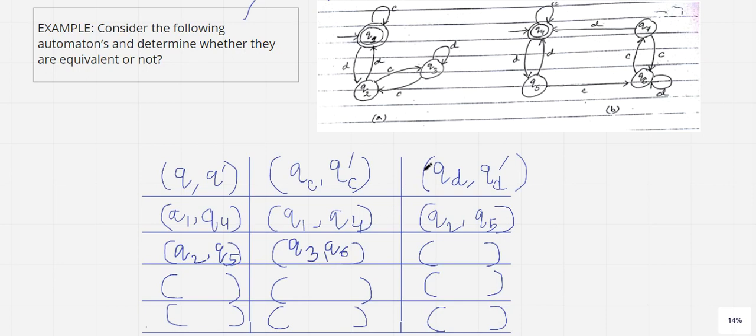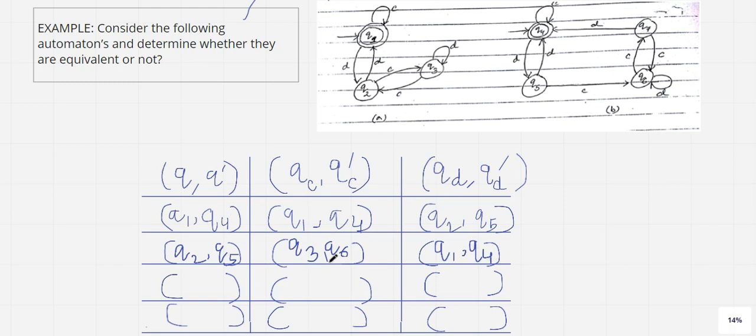Now Q2 Q5 on sync D: Q2 on sync D goes to Q1, correct? And Q5 on sync D goes to Q4. That means Q1 Q4 will be your next state. So we got Q1 Q4 as the next state. As we have already scanned this, Q1 and Q4 both are final, so there is no problem, we can move forward, correct?